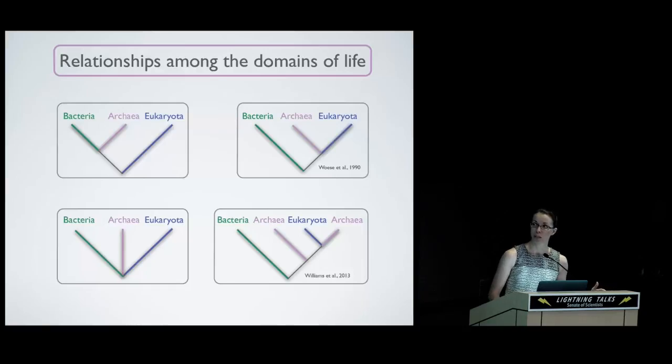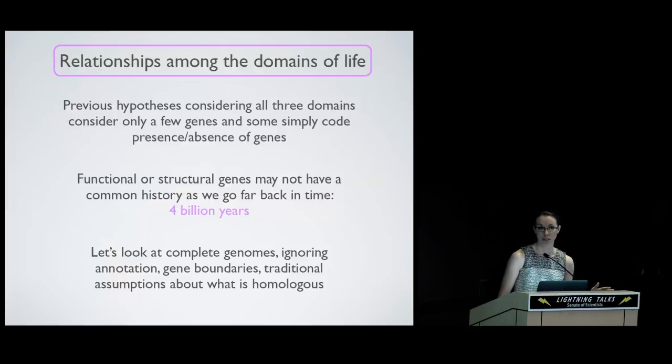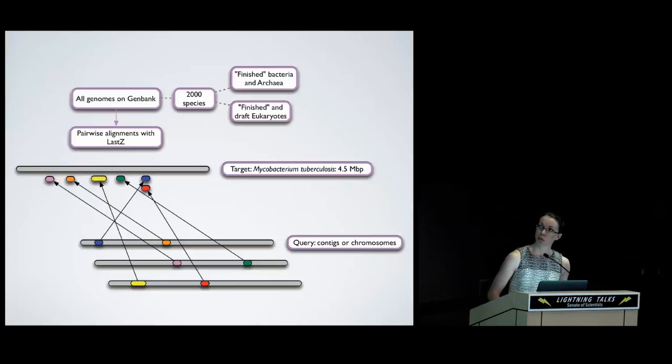So what I wanted to do was look at genomes across all these groups. Previous hypotheses consider only a few genes, or simply code presence and absence of genes, but we're talking about a 4 billion year divergence. While function of genes may sometimes be a proxy for homology, it may not be 4 billion years ago. You can imagine a lot of convergence has happened in function. So here, I'm looking at complete genomes. I'm ignoring annotation, the assignment of genes to parts of the genome, ignoring gene boundaries and traditional assumptions about what is homologous.